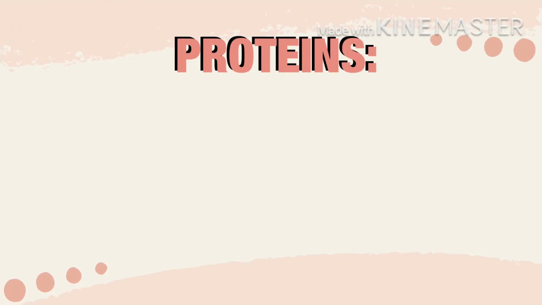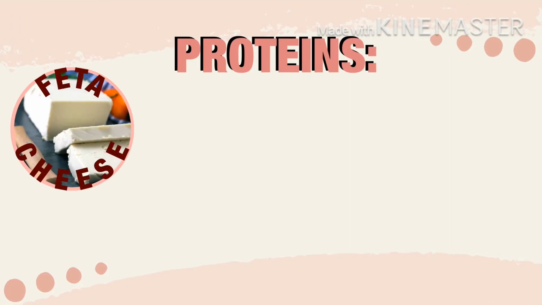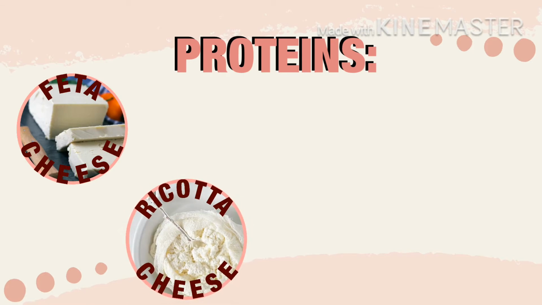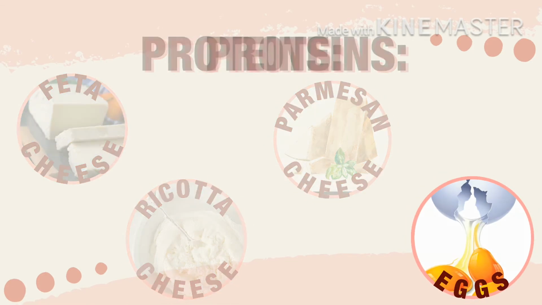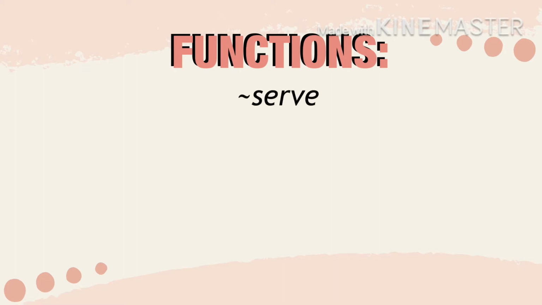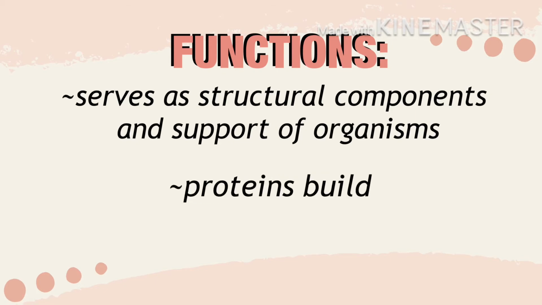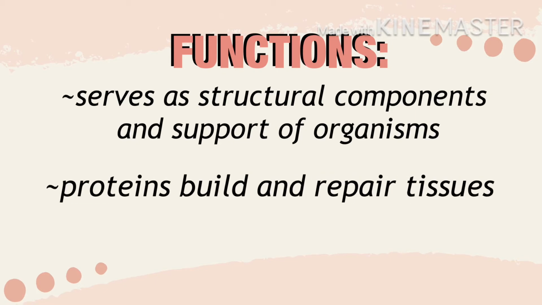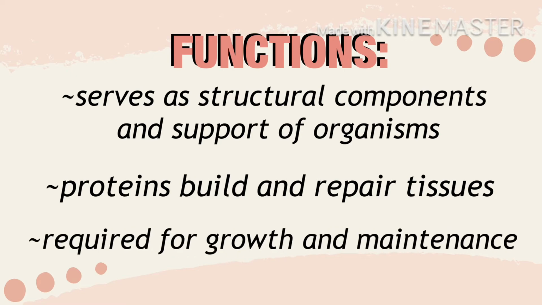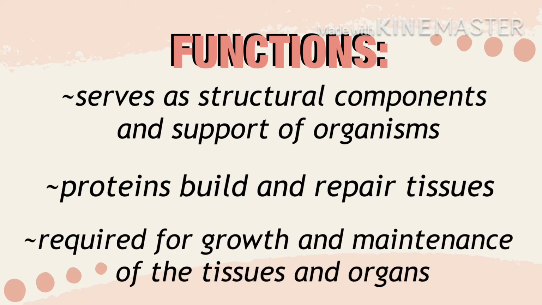Lastly, the group of proteins. We have feta cheese, ricotta cheese, Parmesan cheese, and eggs. Functions of proteins. Protein serves as a structural component in support of organisms. Our body uses protein to build and repair tissues, and it's required for the growth and maintenance of the tissues and organs.